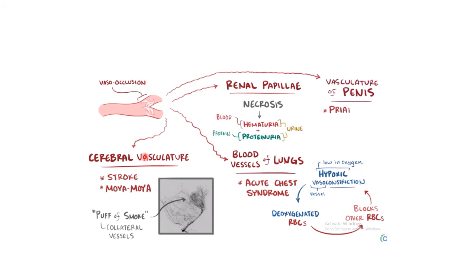And cerebral vasculature involvement will cause stroke and moyamoya. Moyamoya is a Japanese word which means puff of smoke. When microvessels are occluded, there is the development of collateral vessels, and it will give the appearance of a puff of smoke.